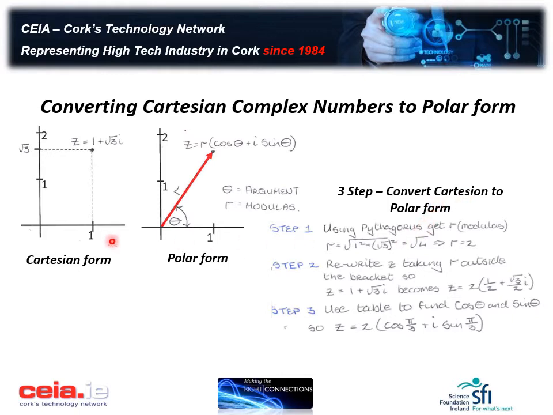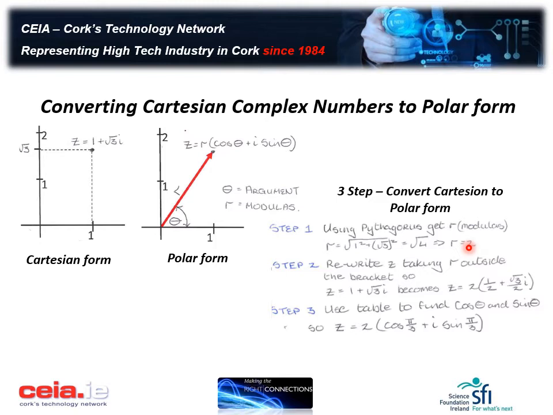So step one of the process, starting with your Cartesian form, is to use Pythagoras to get the modulus of the complex number. So the modulus is the distance from the origin to the complex number itself. And you can see here that we have a rectangle. So we can get the distance from the origin to the complex number simply by using Pythagoras. So in this case, we get the modulus, r, is equal to the square root of 1 all squared plus root 3 all squared. So that gives us the square root of 4. So the modulus in this case is 2.